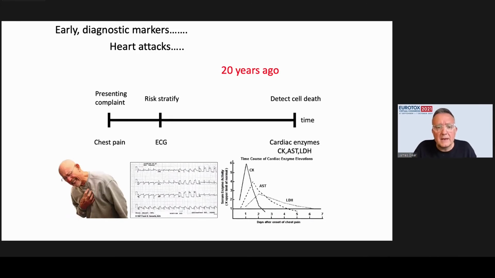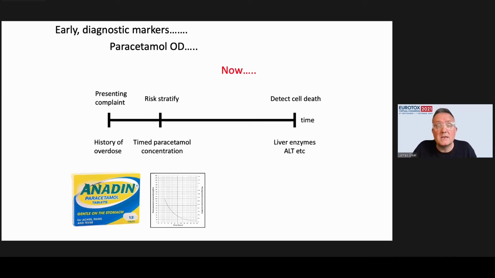And I think there's an analogy here with myocardial infarction. So myocardial infarction, 20 years ago, a patient had a heart attack, they got chest pain, they were risk stratified by their ECG, and then doctors had to wait until cardiac enzymes were elevated. Interestingly, AST, being one of the cardiac enzymes, is also a liver marker. But now we have troponin, which is used routinely in clinical practice, which allows us to risk stratify patients at the front door. And I propose that's what we need for paracetamol.